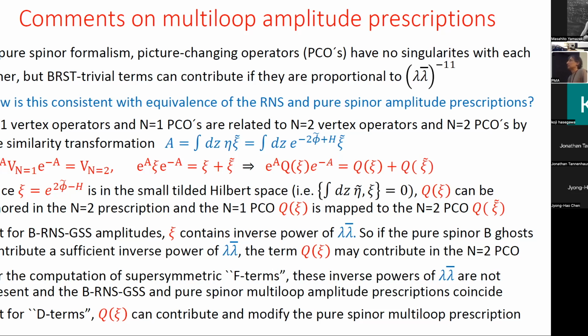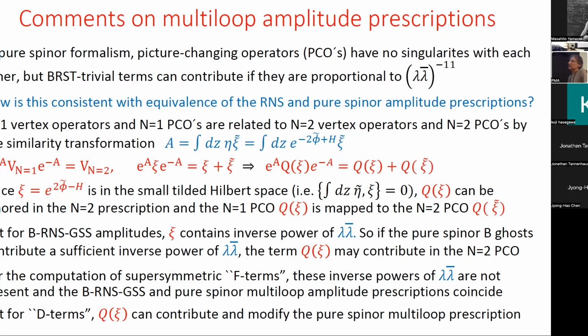Now, there are certain terms in the pure spinor amplitude computations where these lambda lambda bar poles never accumulate. They turn out to be computations of supersymmetric F terms. In other words, terms which, when you compute in d equals 10, preserve at least one of the d equals 10 spacetime supersymmetries. So at least for these supersymmetric F terms, the RNS and pure spinor computations precisely coincide. For the D terms, which do not preserve any of the d equals 10 supersymmetries, you have to do some complicated regulator, at least in the paper written with Nikita Nekrasov. It's much more complicated to compute. So up to now, multi-loop amplitude terms have only been computed for F terms using the pure spinor formalism.